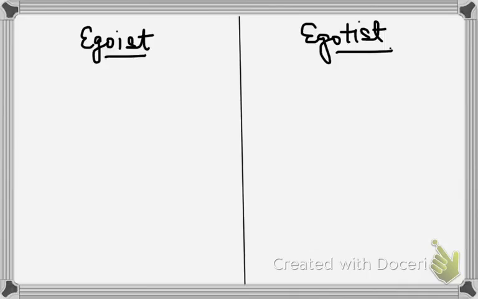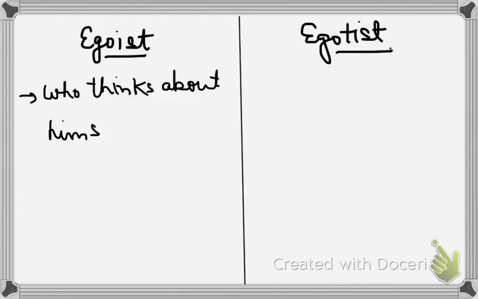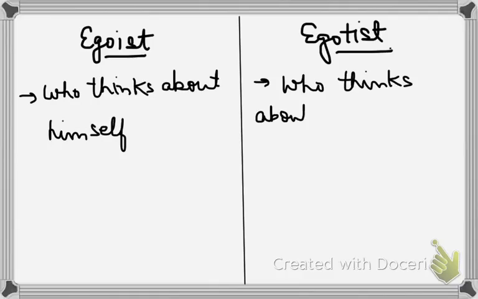Now we move on to the words egoist and egotist. Egoist literally means one who only thinks about himself. Whatever the work is, what do I get out of it, that is me. And egotist means one who thinks about his or her achievements only.